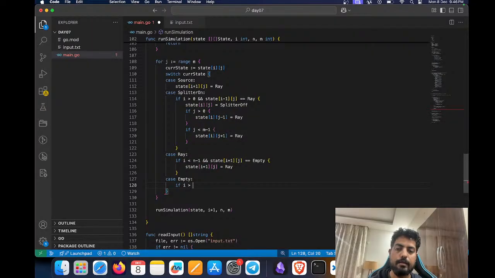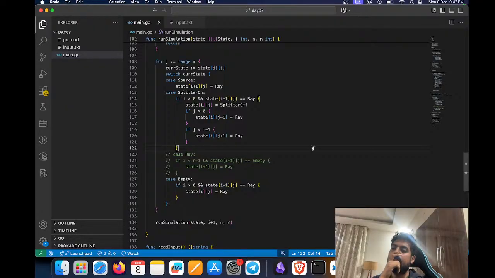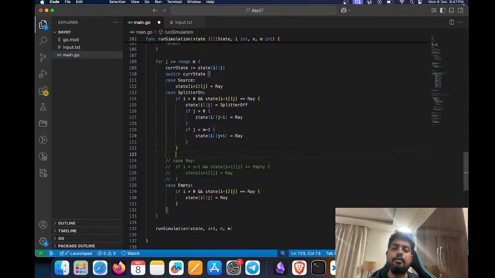If i greater than 0 and state i minus 1, this was interesting. If it is a ray, then state ij is equal to a ray. So if I have a ray above me, I will mark the below state as ray only. And I think then this can be skipped. So if it is a ray, we do nothing.